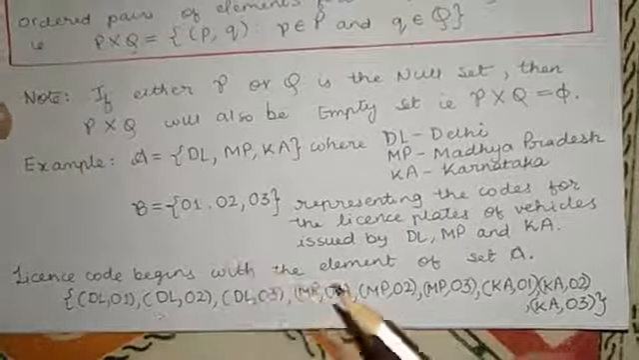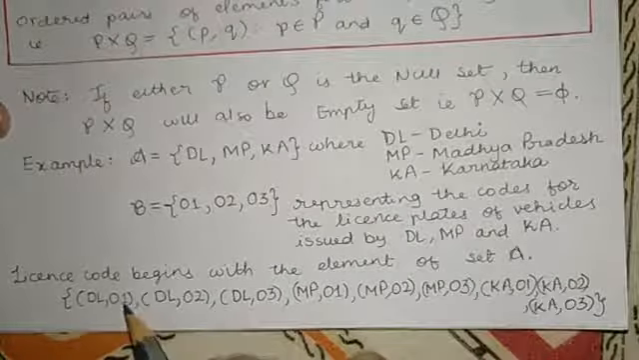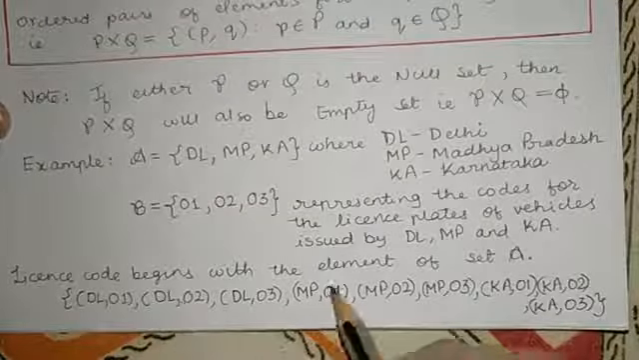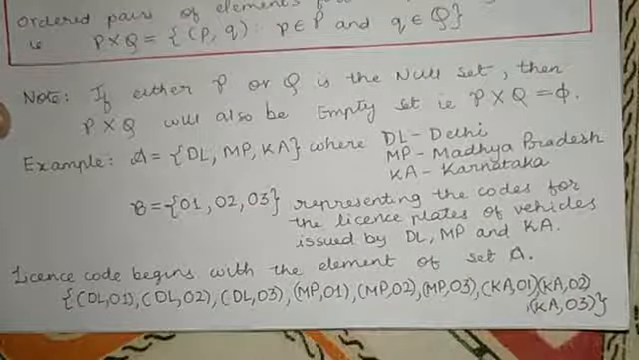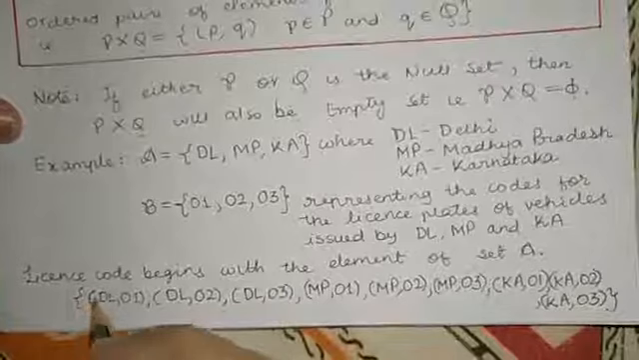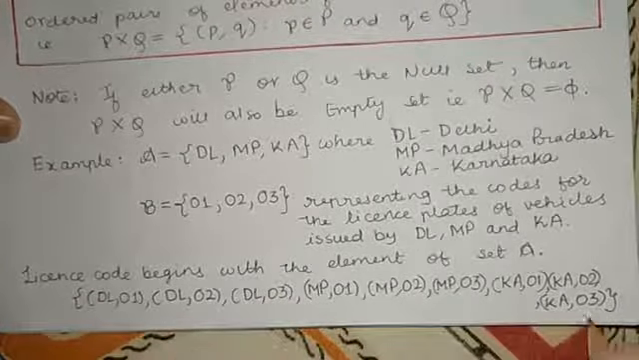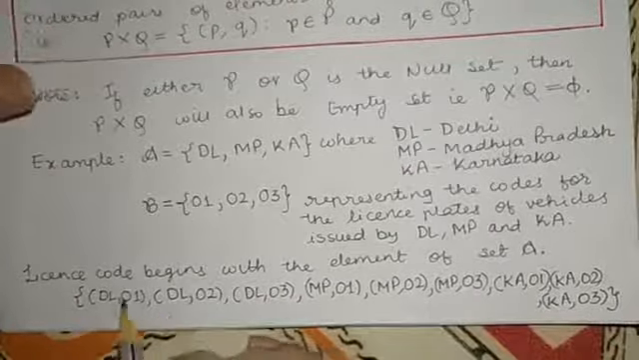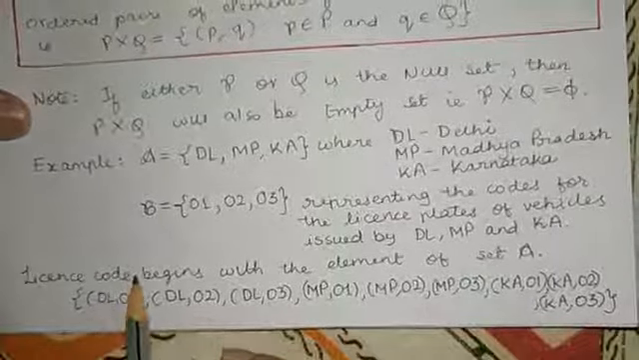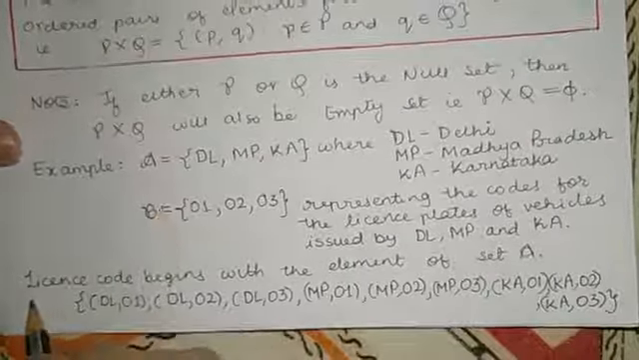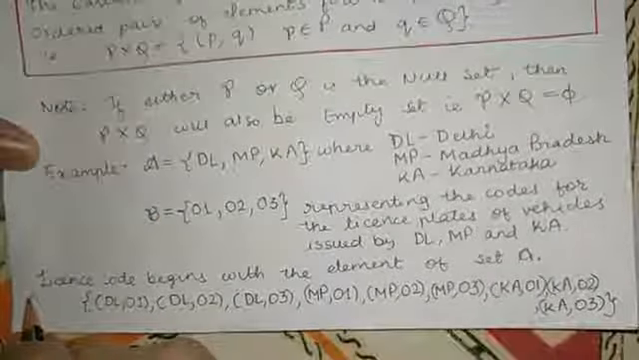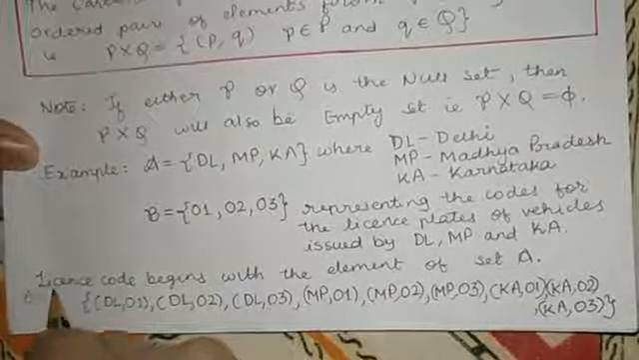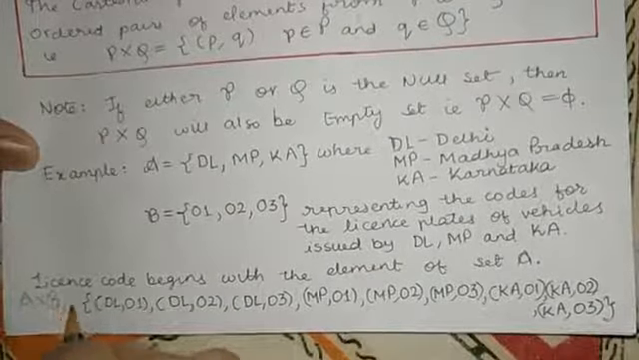So this many codes can be made. How many are there in total? 1, 2, 3, 4, 5, 6, 7, 8, 9 codes you can make. But if you look at this set carefully, this is the set A cross B that we have.